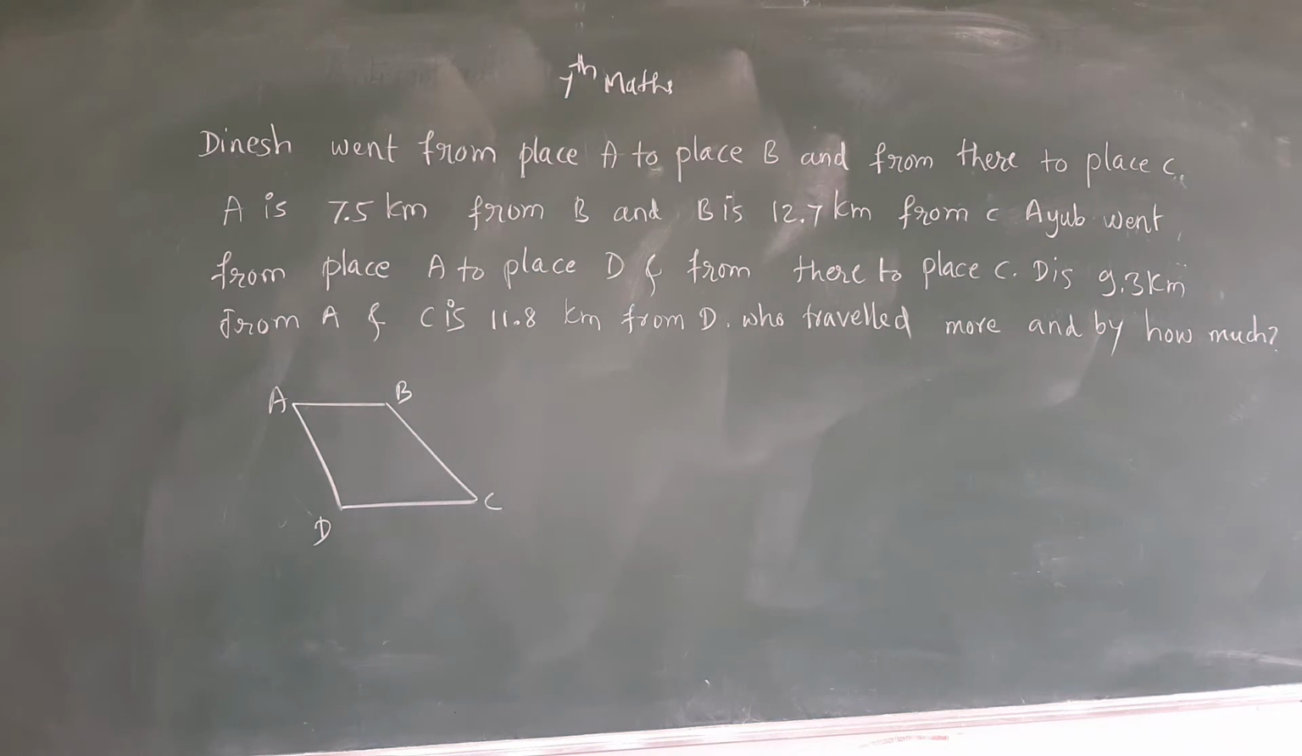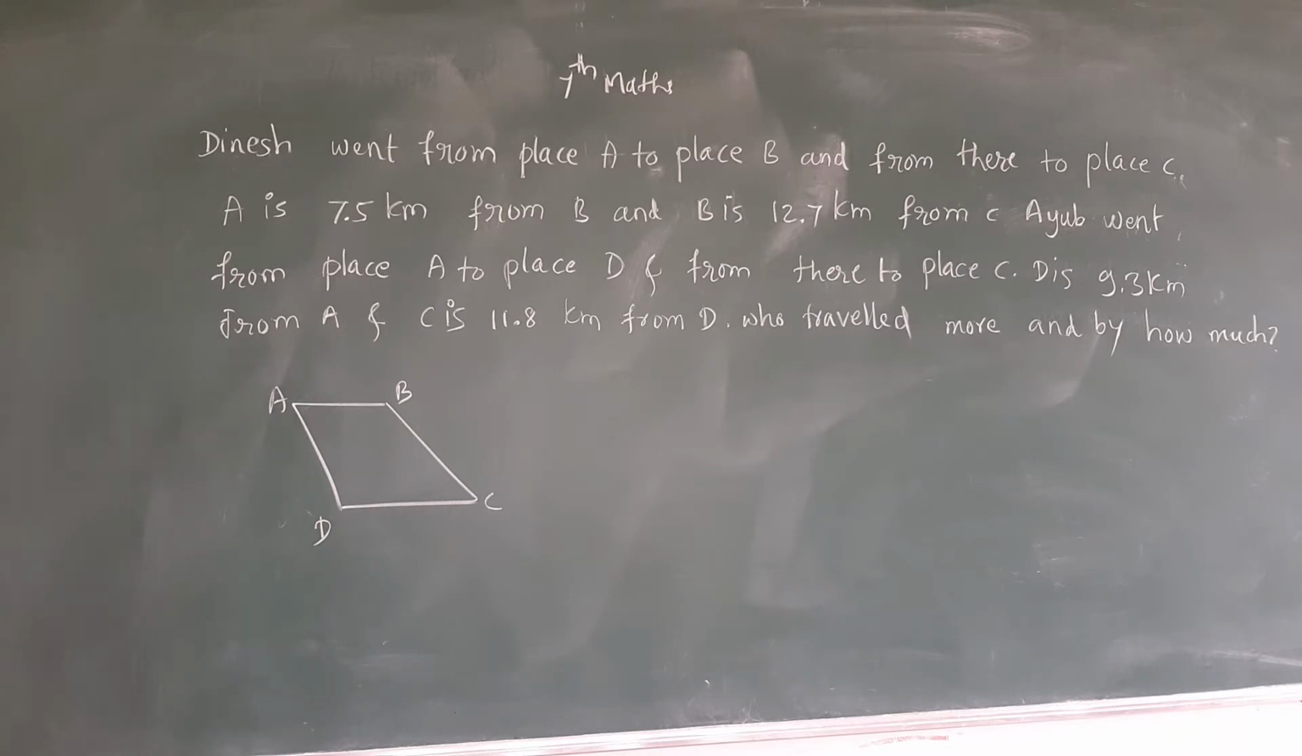Dinesh went from place A to place B and from there to place C. A is 7.5 km from B and B is 12.7 km from C. Ayub went from place A to place D and from there to C. D is 9.3 km from A and C is 11.8 km from D. Who travelled more and by how much? That we are going to find.